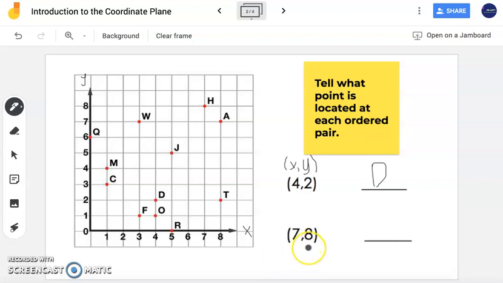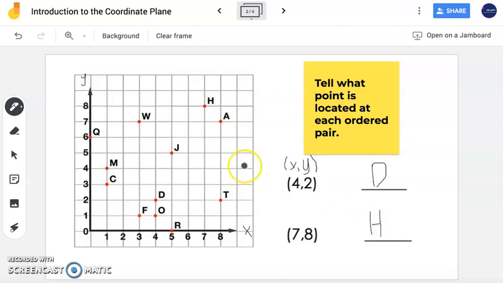Now I'm going to do the same thing for 7, 8. I'm going to always start at my origin, or 0, and I'm going to go to the right 7 spaces, which is my x value. I'm going to stop at 7 because that was my x value. Then I'm going to go upstairs. I'm going to go up 8 spaces because that's my y value. 1, 2, 3, 4, 5, 6, 7, 8. And in fact, I land on point H. So I'm going to write H in as a capital letter here on the line as my answer.